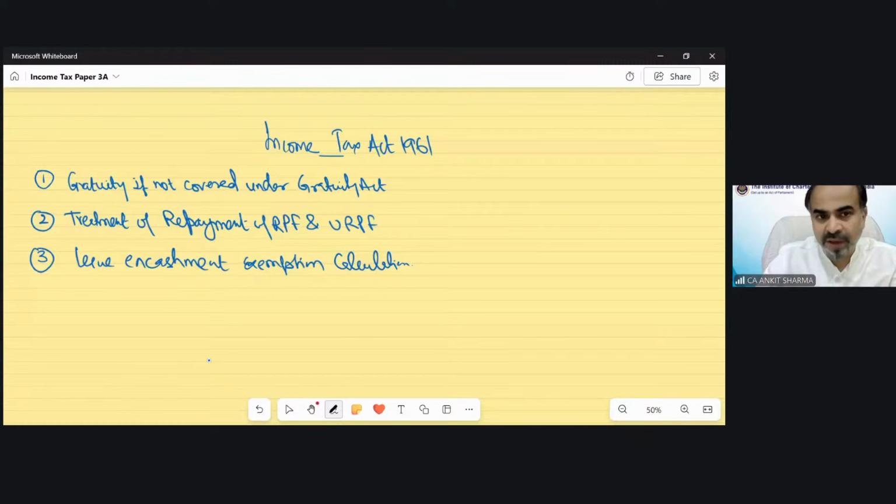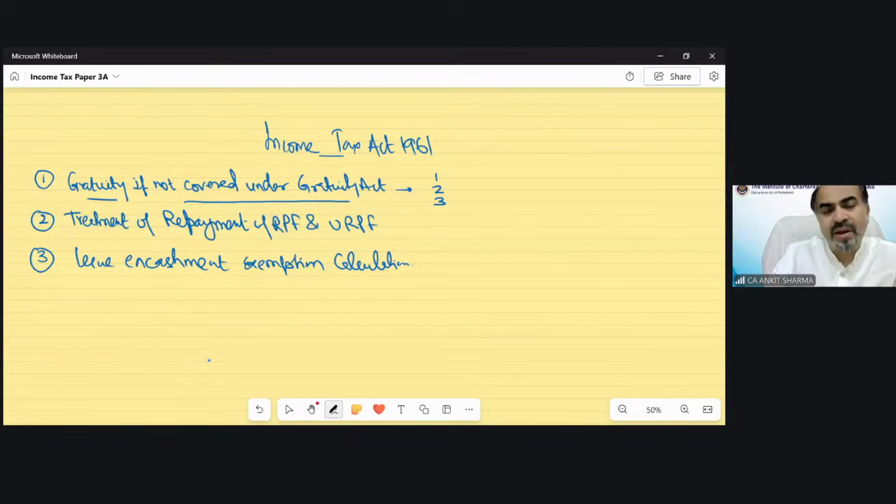So first of all, in today's class, I would like to hear from you, somebody explaining in short three topics. First is gratuity if not covered under the Gratuity Act. If your employee is receiving gratuity from an organization which is not covered under the Payment of Gratuity Act, then how will we calculate the exemption? There were 3 points, so someone will explain these 3 points in short.